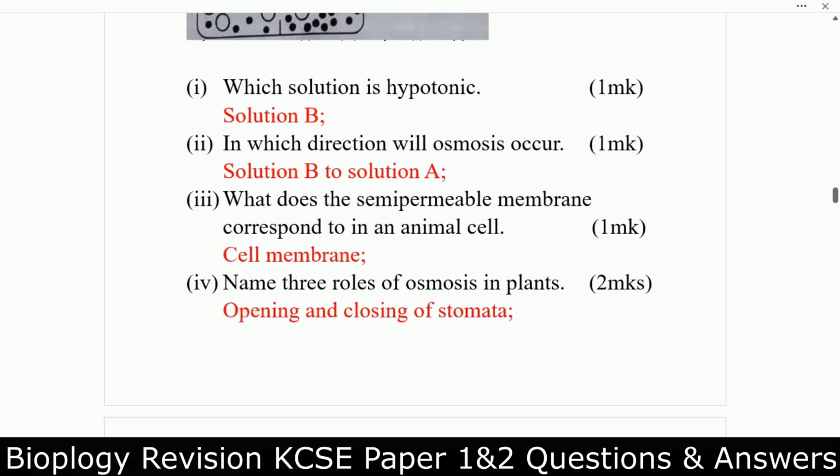Next, what does the semi-permeable membrane correspond to in an animal cell? That one is cell membrane.